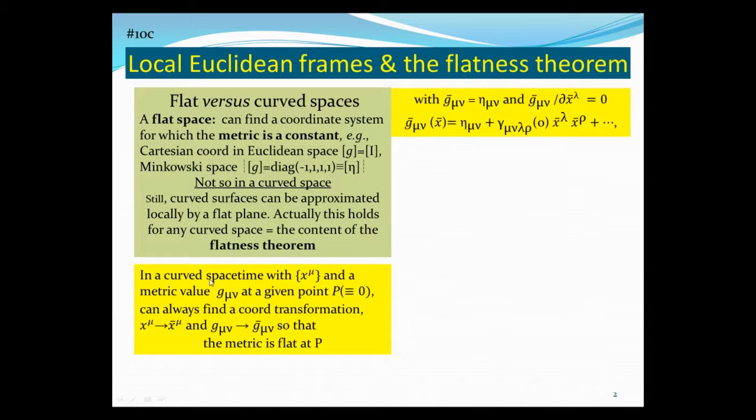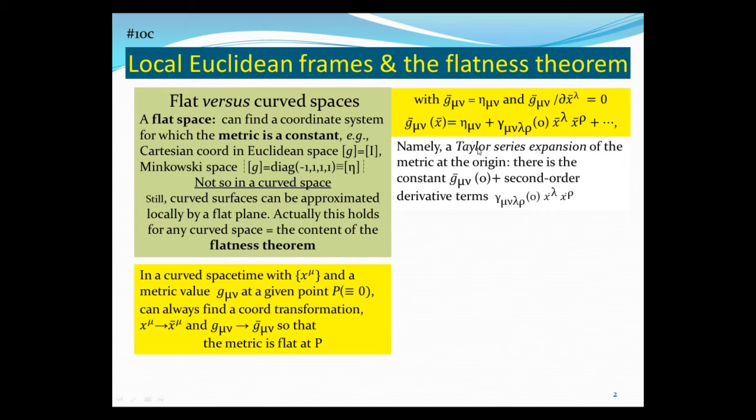Basically it says that you have a curved space in any dimension described by coordinates x and a metric g, and at any given point p, which we choose to be the origin, you can always find a coordinate transformation from x to x bar and g to g bar, so that the metric is flat at p, meaning that the metric at this point p, the origin, is simply eta mu nu, plus a correction term. Now the correction term is second order, because x bar deviates from the origin only by a small amount. So this is a higher order term, the more powers of x bar you have.